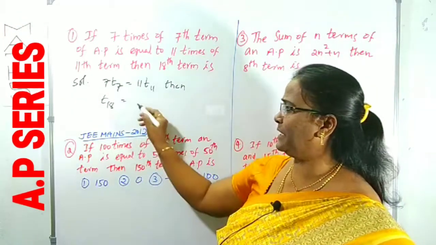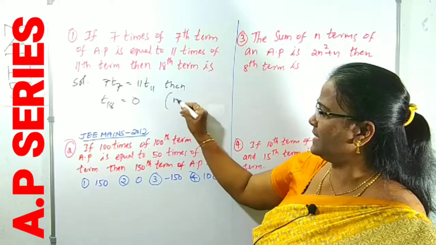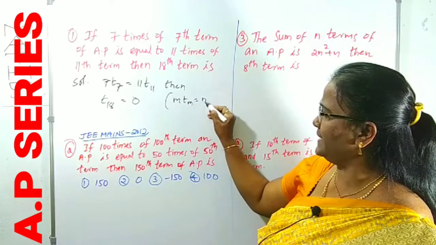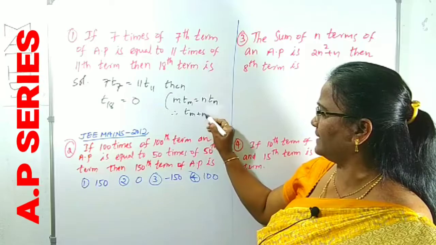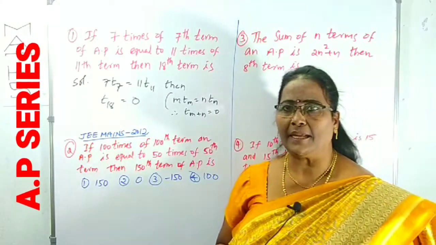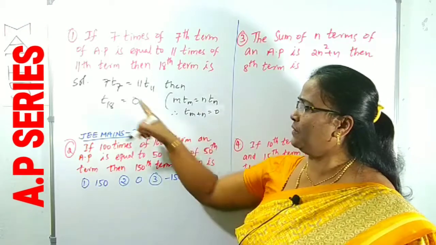Immediately we can pick this answer: it is 0. Why? What is given to you? m times Tm is equal to n times Tn. Then T(m plus n) is clearly 0. T(m plus n), the addition of m plus n, the term becomes 0. What is here?